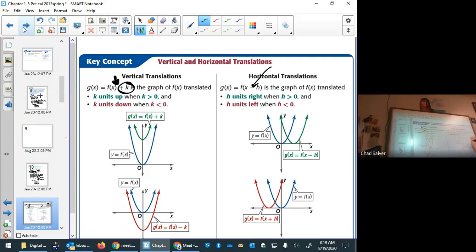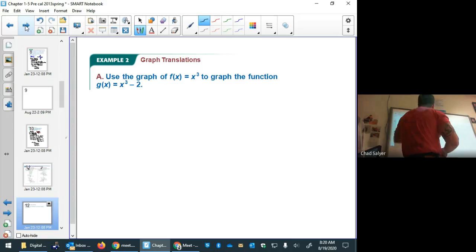So if I add something to the input, it's going to go left. If I subtract something from the input, it's going to go right. You probably need to see a couple examples to understand that. Anyway, again, if I add something to the input, it goes left. If I subtract something, it goes right. The opposite of what you would expect it to do.